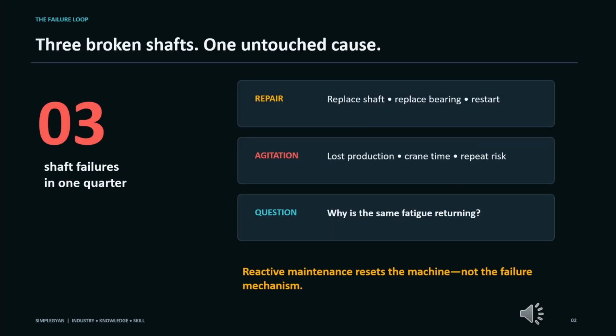3 failures in 12 weeks are not 3 isolated breakdowns. They are one unresolved failure loop. Every reactive repair consumes a spare shaft, rigging time, maintenance labor, and production hours. It also adds restart risk. The urgent question is not, how quickly can we replace the part? It is, why is the same fatigue mechanism still present after every repair? That is the shift from maintenance activity to reliability engineering.